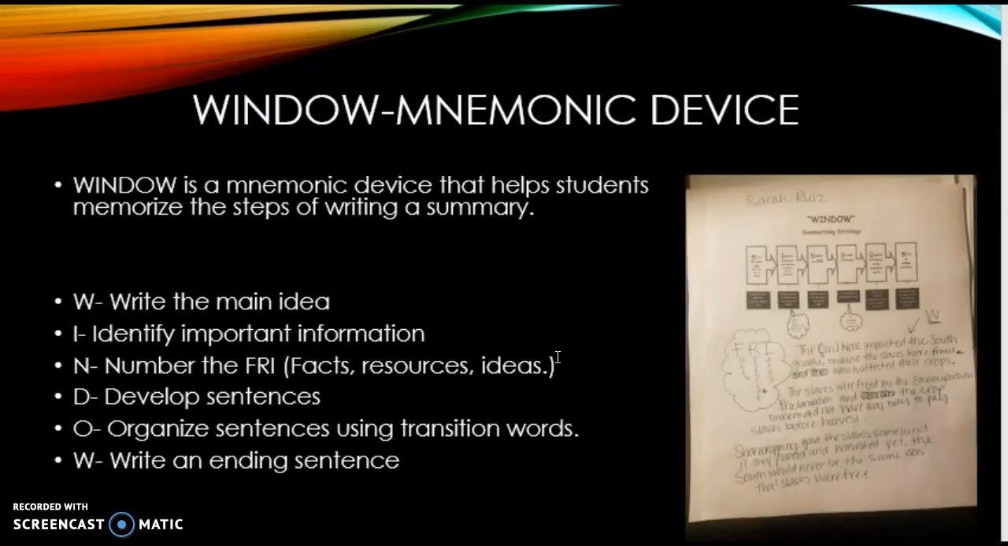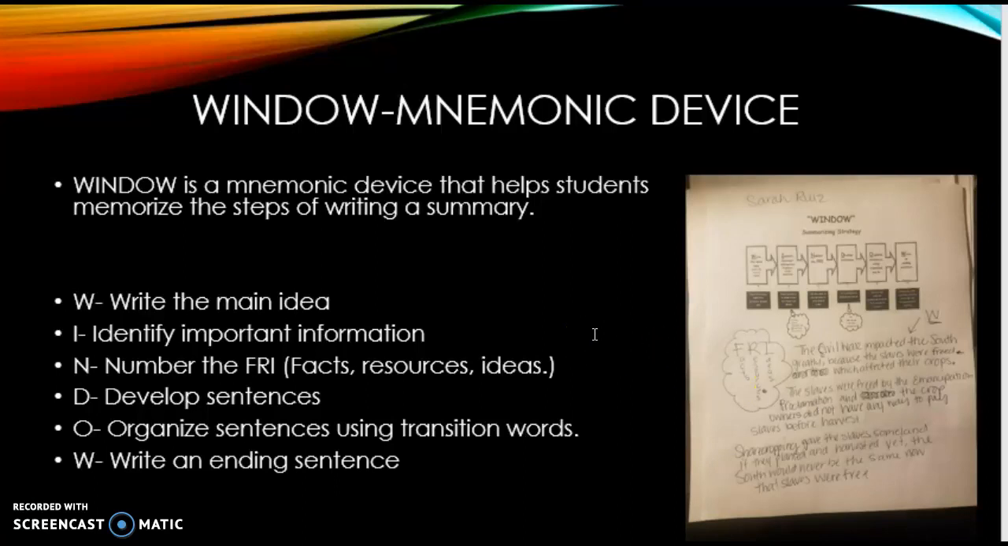Window mnemonic device. Window is a mnemonic device that helps students memorize the steps of writing a summary. The W stands for write the main idea. So here I printed out the window steps, and I went ahead and wrote out an example of how I would use this. And for writing the main idea, I wrote that the Civil War impacted the South greatly because the slaves were freed, which affected the crops.